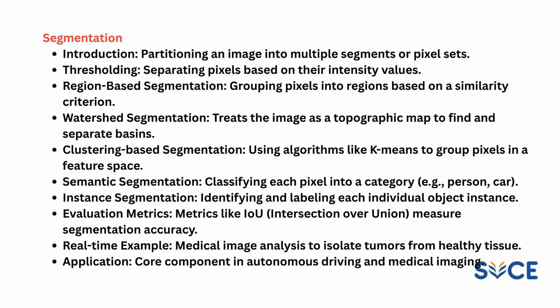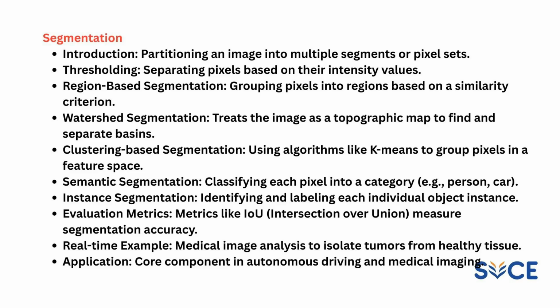Thresholding, as we have seen in Unit 1 itself, is the simplest method. It's like a basic filter. You choose a value, and every pixel above the value gets one label, for example object, and every pixel below gets another label, for example background. It's quick but not very precise.